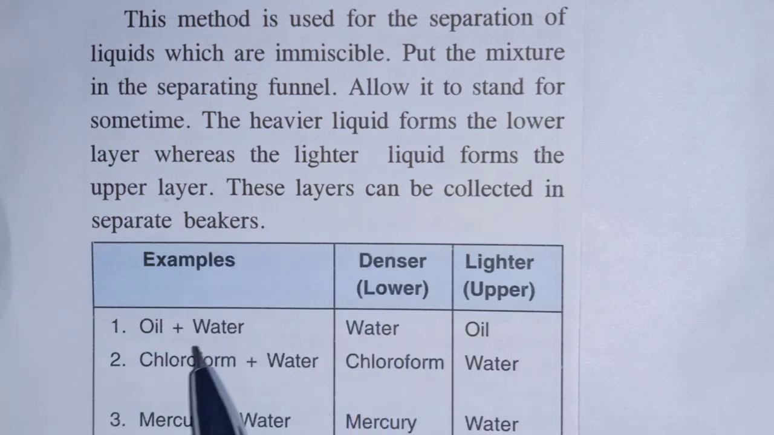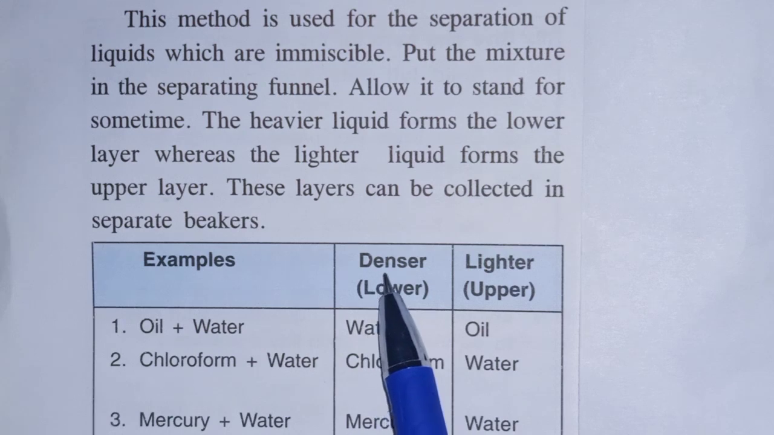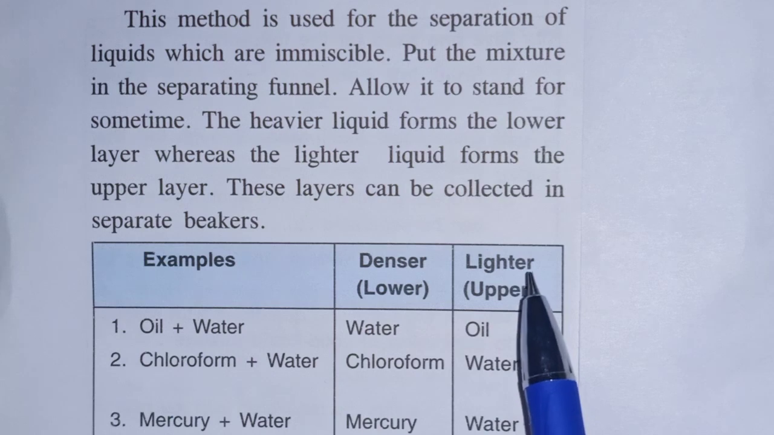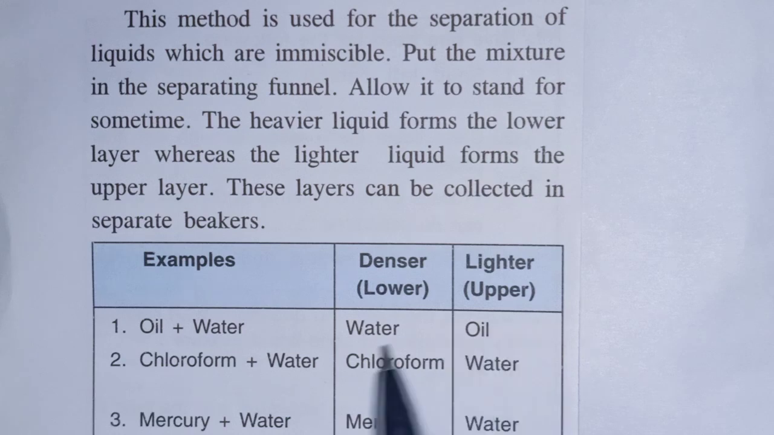Some examples are oil and water. Which one is denser? Water. If it is in less quantity, then water will be lower or denser, so it will take the lower layer and oil will be the lighter. If oil is in small quantity, then oil will be the upper layer. For chloroform and water, chloroform is denser, so it will take the lower layer and water will be the upper layer. Next, mercury and water. Mercury will be heavier, so it will take the lower layer and water is on the top of mercury. Now let's see how it will get separated.